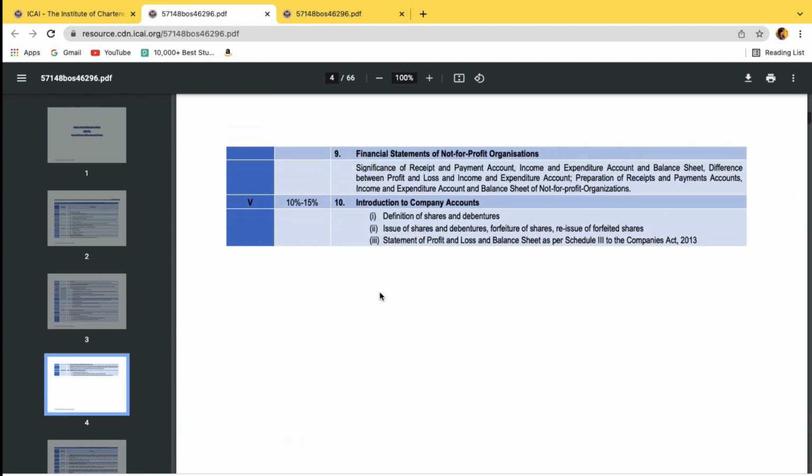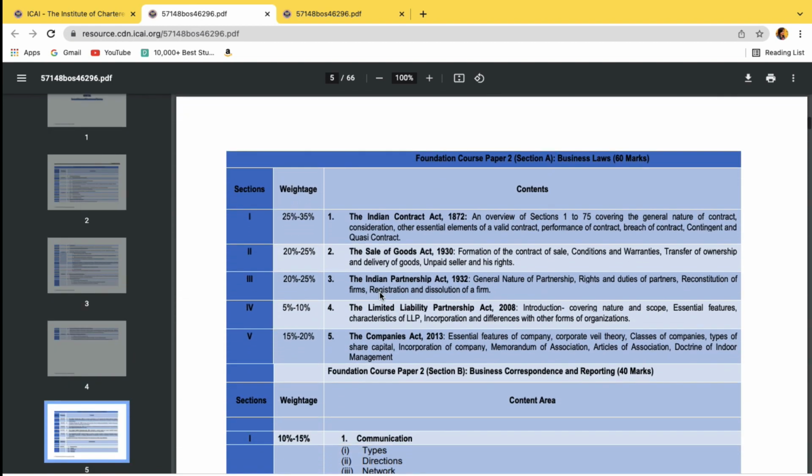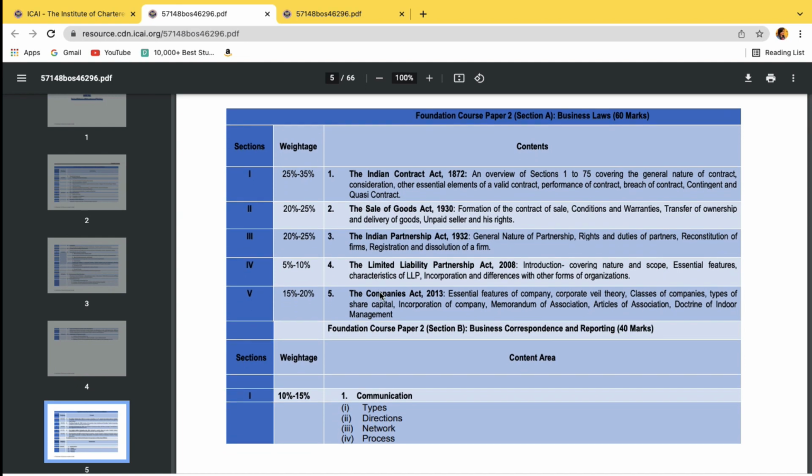Then comes your paper number 2, which is business law. Along with that, business correspondence and reporting, section B, is also there. For business law, which fetches you around 60 marks, the Indian Contract Act is one of the most important acts. Other than that, Sales of Goods Act, Indian Partnership Act, LLP and Companies Act. All the acts are very much important. Companies Act and LLP, you will get in your further levels also. So here you see, the Indian Contract Act is the biggest one, which takes a lot of time to understand.